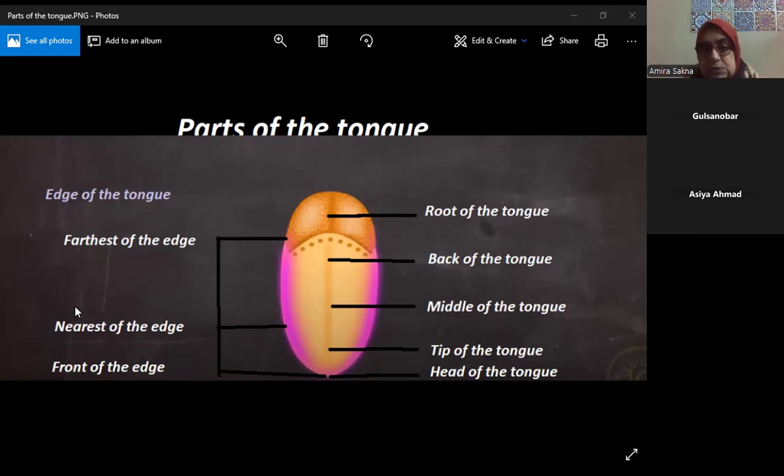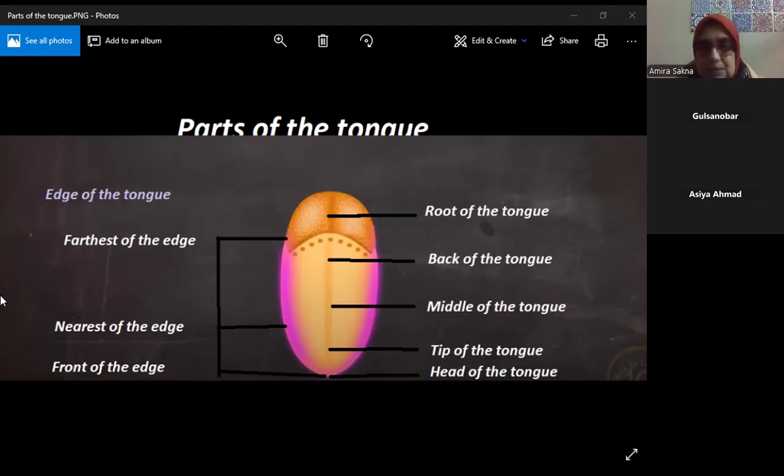Of course, this video is recorded. So what you are going to do is make a screenshot and keep it and study, because all the next weeks I'm going to say back of the tongue with this, the middle of the tongue with this, the farthest part of the edge to the nearest of the edge. So you must know and remember where is where, what is where. What I mean by this. Okay? I will repeat the explanation.